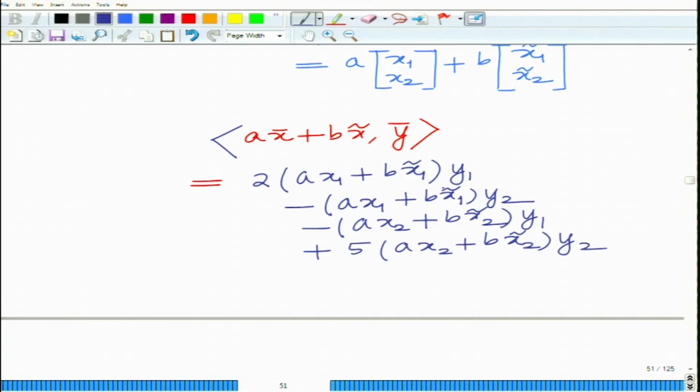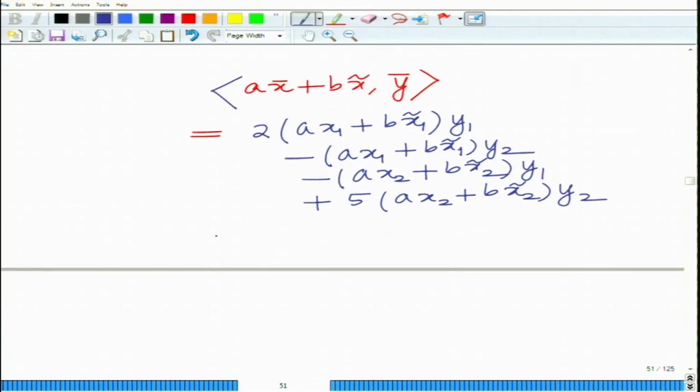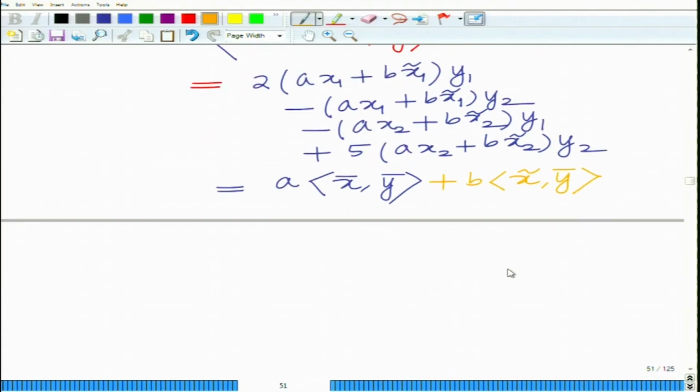And now you can clearly see this is linear. If you separate the components and write it, you can easily see that this is A times the inner product of x bar comma y bar plus B times the inner product of x tilde comma y bar, and therefore, it is linear. So, we have shown that the assignment is linear.